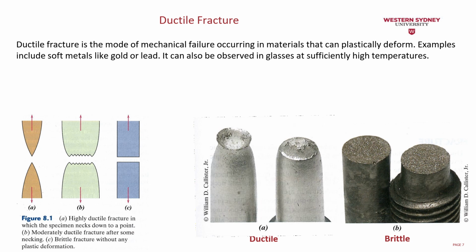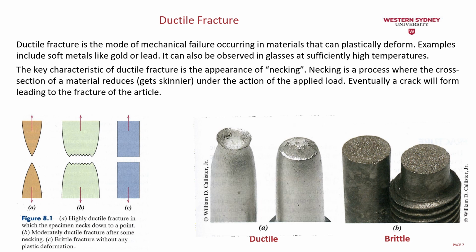So we start with ductile fracture. It is the mode of mechanical failure occurring in a material that can plastically deform. Examples include soft metals like gold or lead. It can also be observed in glasses at sufficiently high temperatures.